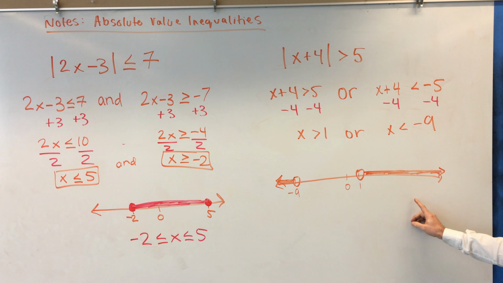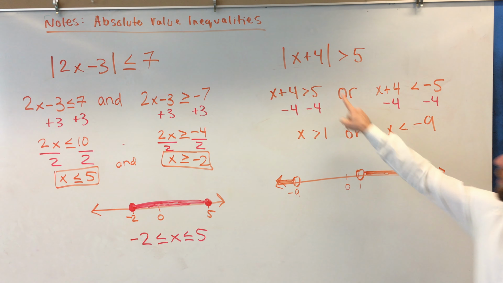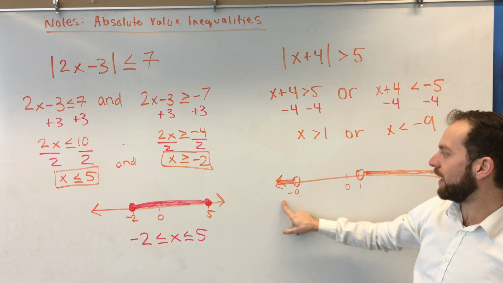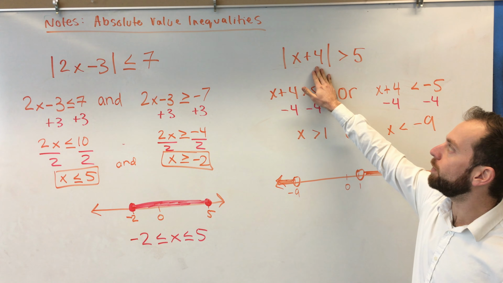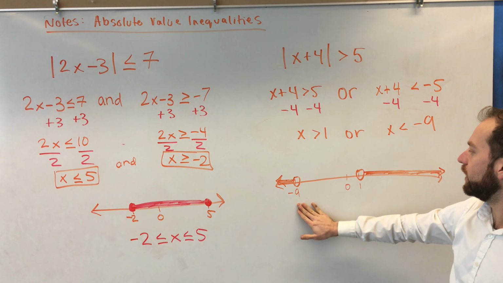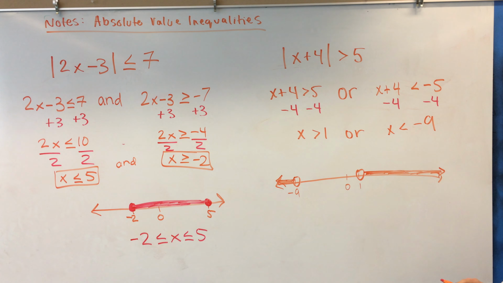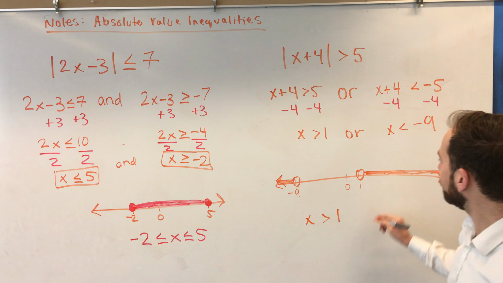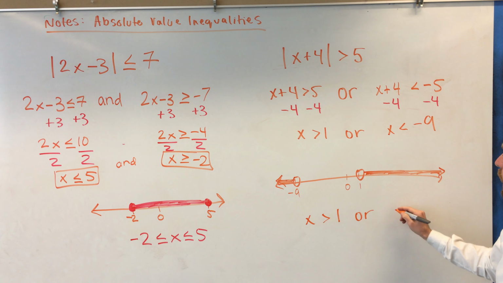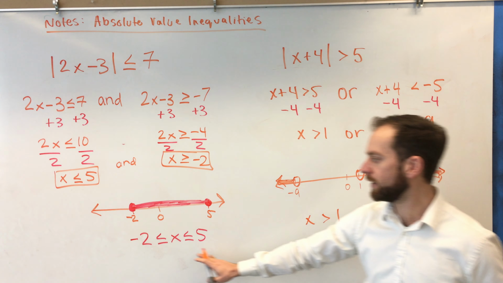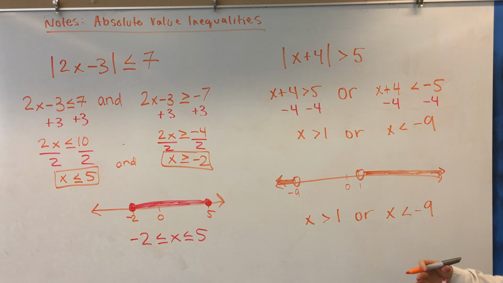So let's plug in a point and see if it works. If we plug in, let's say, a 3, 3 plus 4 is 7. The absolute value of 7 is greater than 5. That is true. And let's plug in a negative 10. Negative 10 plus 4 makes negative 6. The absolute value of negative 6 is positive 6, and 6 is greater than 5. So it looks like this works. So our answers are x is greater than 1, or x is less than negative 9. And there's no compound inequality for this because it's not the overlap. We're looking at an or problem in this case.